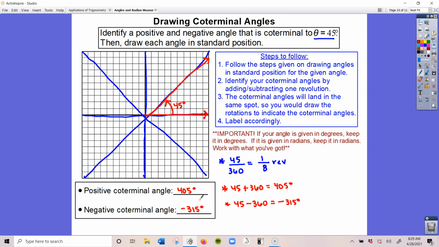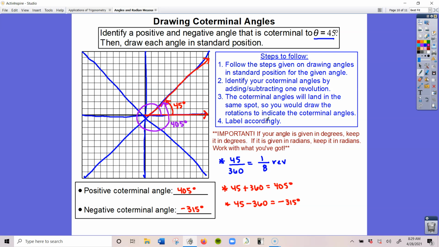Now, how do we draw this out? Let's start with the positive, which is 405 degrees. So a positive coterminal angle means that it is the 45 degrees plus a full revolution. So it's going to end up in the same spot. So this that's in purple, again, it's going to look exactly the same. The angle position doesn't change. It's the rotations that change. So this is the 405 degrees.